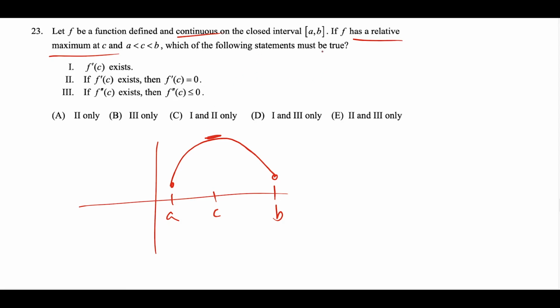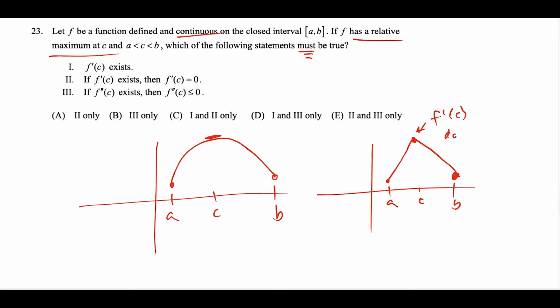Which of the following statements, and the key word here is must be true. So f prime of c exists. Now, the way I drew it, it was nice and smooth. But let's say I draw it a second way. And the key is you want to draw this in a way so that you try to make everything fail. And f of c is up there, but let's say instead of drawing it smooth, I do a nice sharp turn here at x equals c. So that would mean that f prime of c does not exist because of the sharp turn. But I still have a relative maximum here.